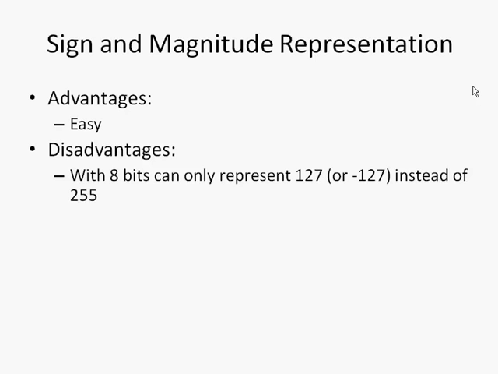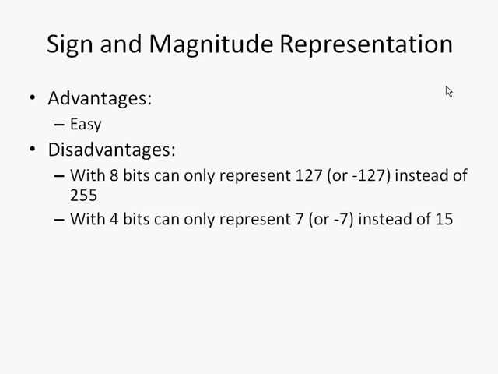What other things are you also going to need to know about sign and magnitude for an exam? Well, you might get asked about advantages and disadvantages to this sort of representation of negative binary numbers. Well, one advantage to it is it's quite easy, as you've seen, but there are more disadvantages. One is that with 8 bits we could only represent 127 or minus 127 instead of a higher value of 255. With 4 bits we could only represent 7 or minus 7 instead of 15.